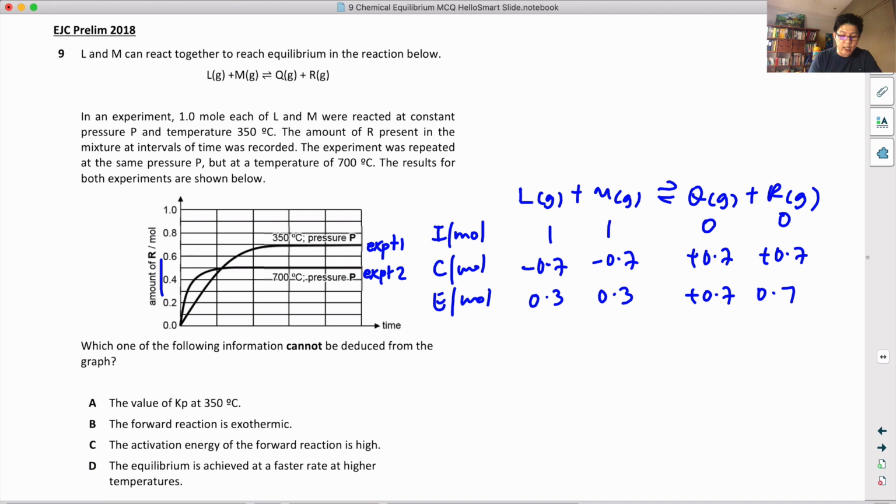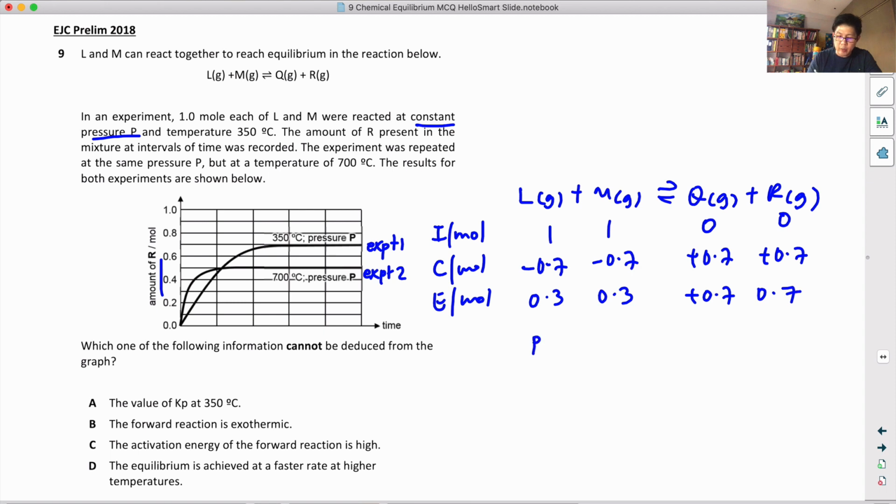If I have all the equilibrium values, I can actually calculate the KP. All right, I have all the equilibrium values. I can calculate the KP quite easily. Why is that so? Because the question says it reacted at constant pressure. So pressure didn't change. So you can do this.